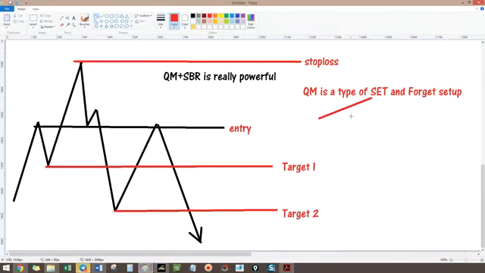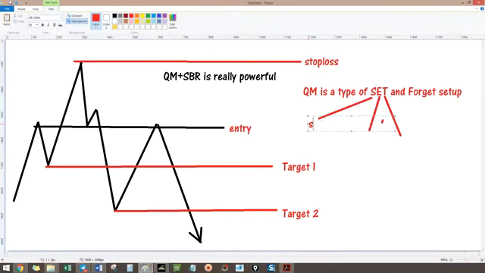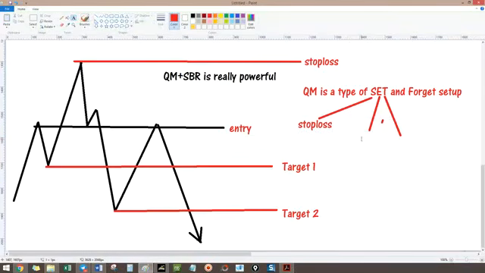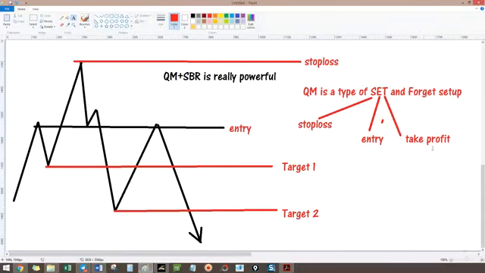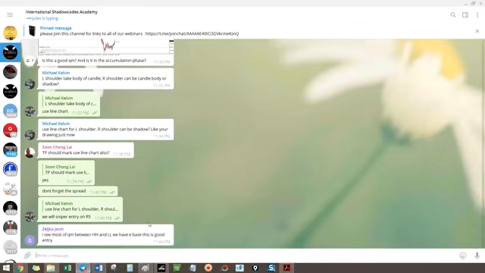So what is set and forget? Okay, you have stop loss, you have your entry, you have your take profit. So that is set and forget: stop loss, entry, take profit, and you just forget about it and wait whether it's stop loss or take profit. So this is a very good setup if you are working a daily job.